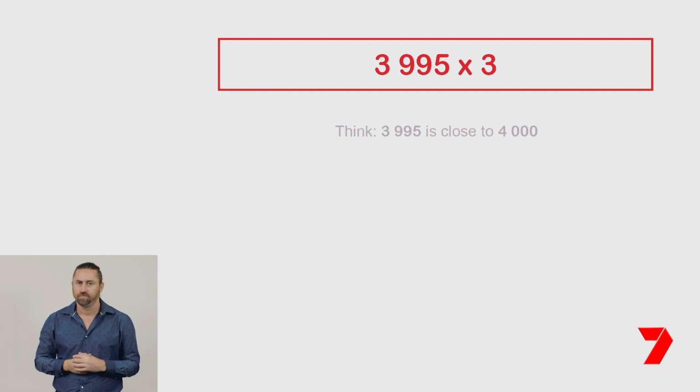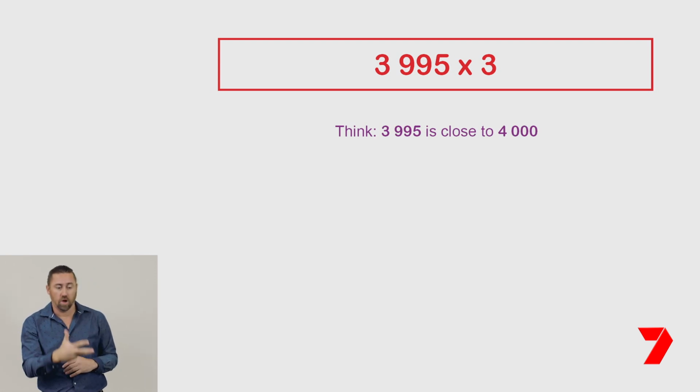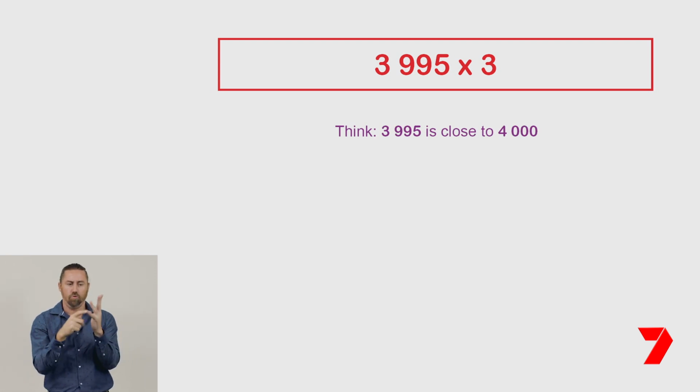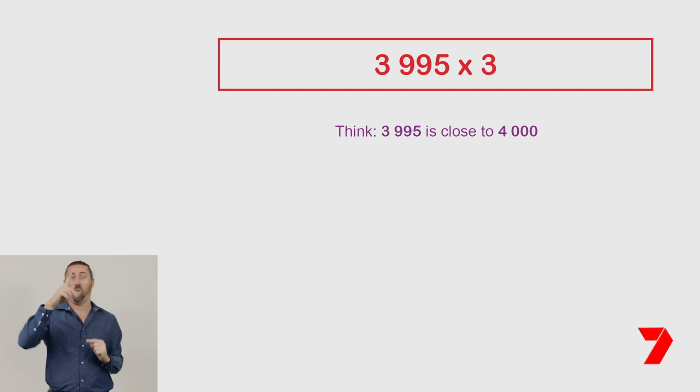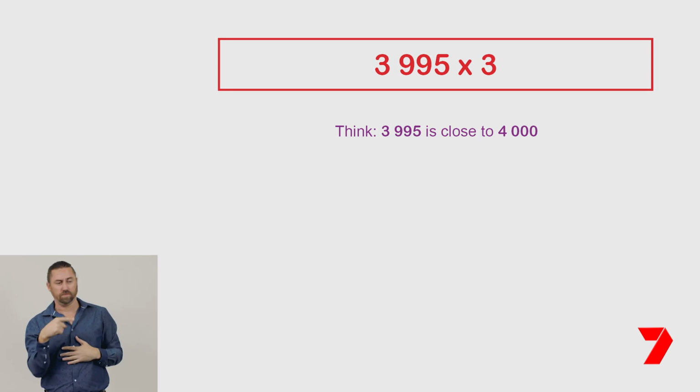Let's multiply 3,995 by 3. So our first step is to round 3,995 to the closest 100, which in this case is rounding up to 4,000. So 4,000 is our benchmark. Now, when we're using this strategy, we have to remember the difference between our original value and the benchmark value. So in this example, the difference between 3,995 and 4,000 is 5.